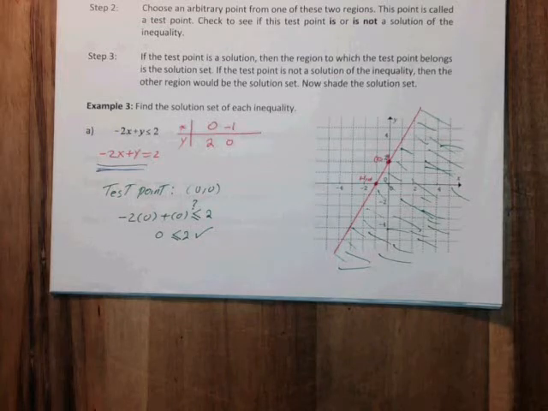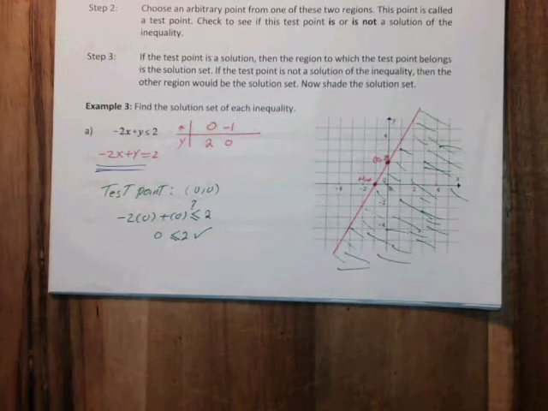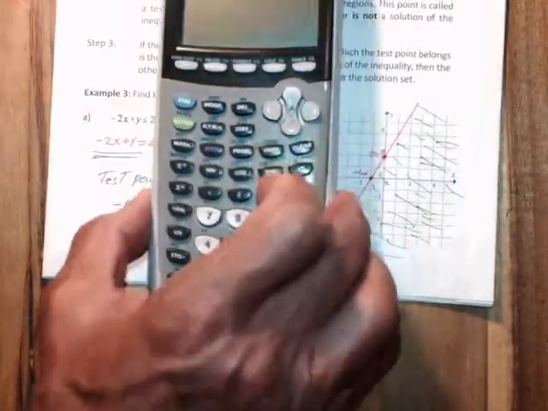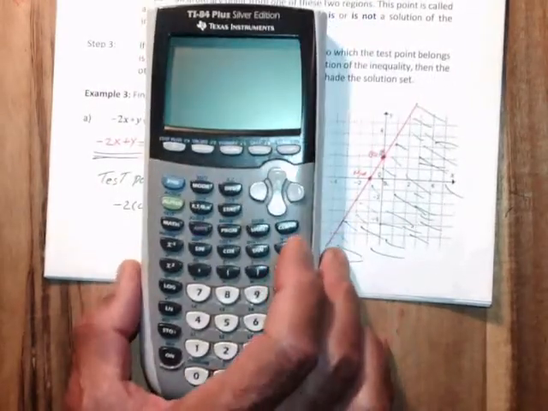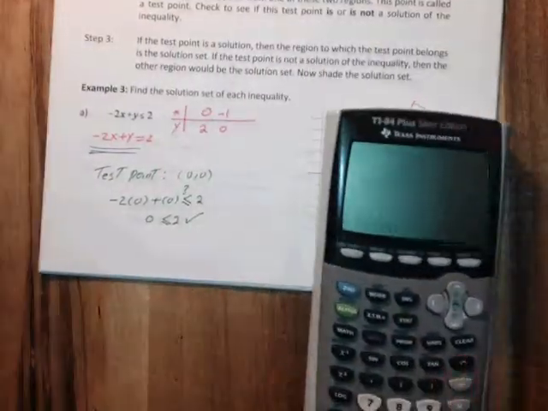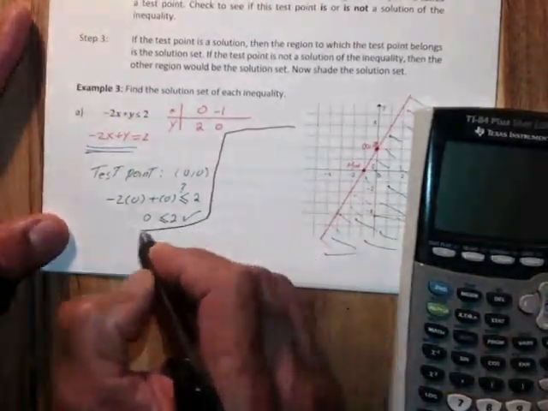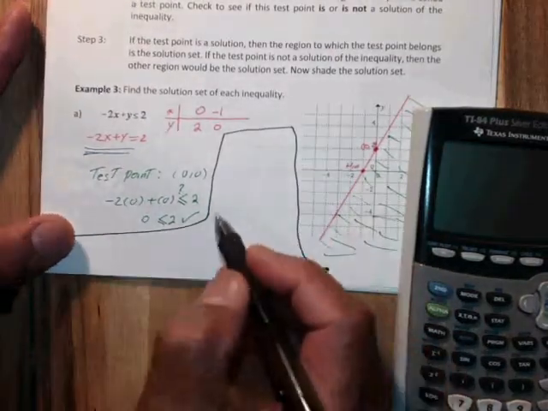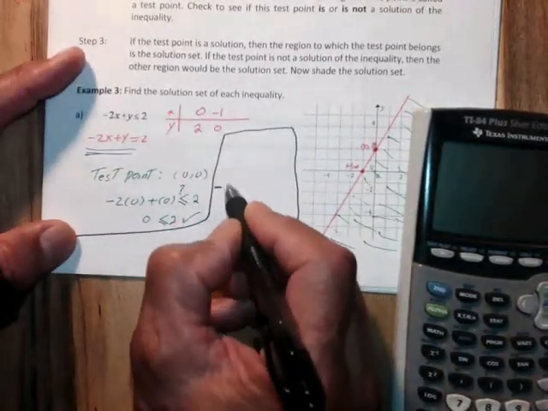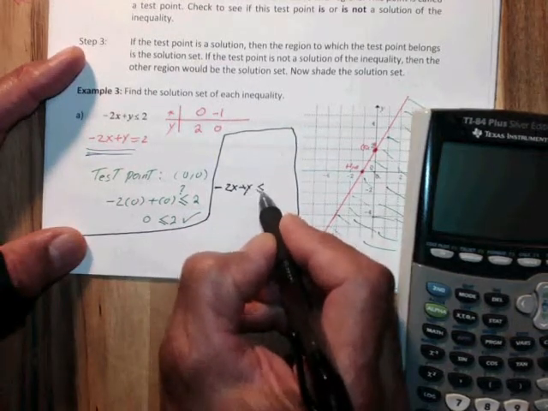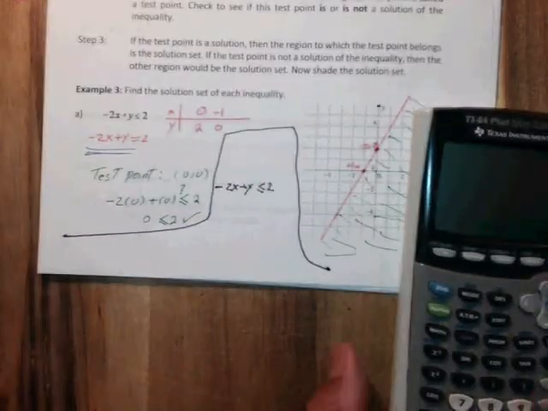Okay, now I'm going to show you how to do this with your graphing calculator. So we get my calculator here in just a second. The first thing you do, you just write it right here, you see. Negative 2x plus y less than or equal to 2. Okay, so I want to do this.